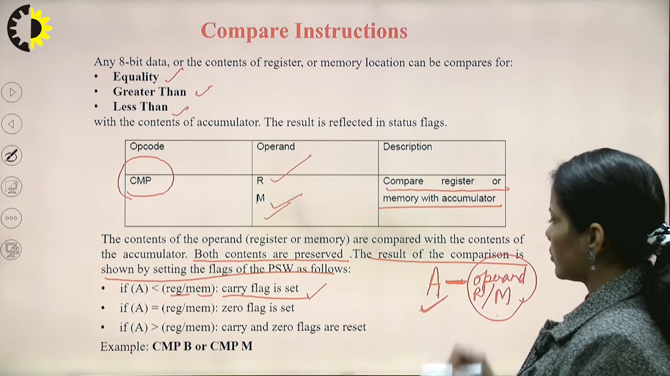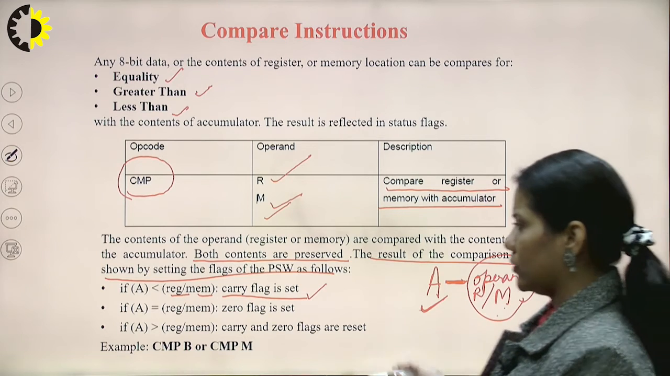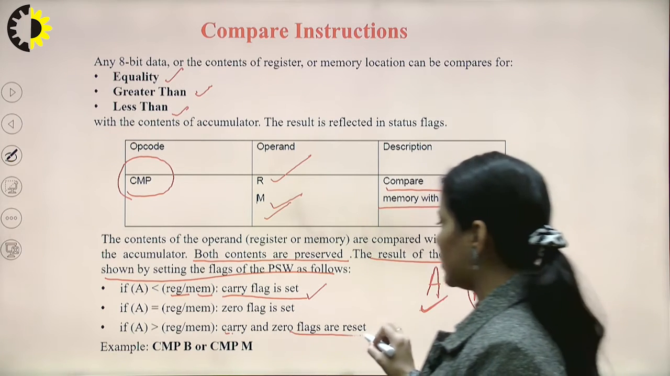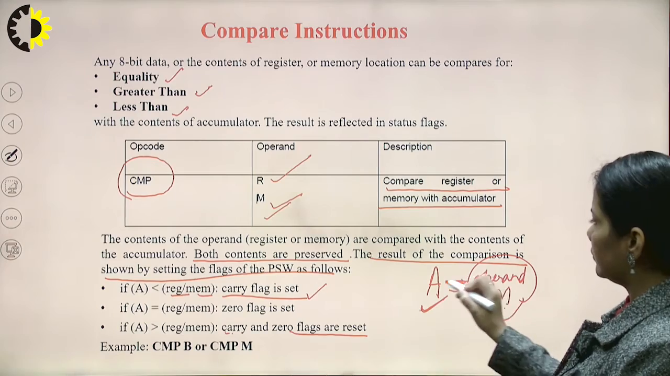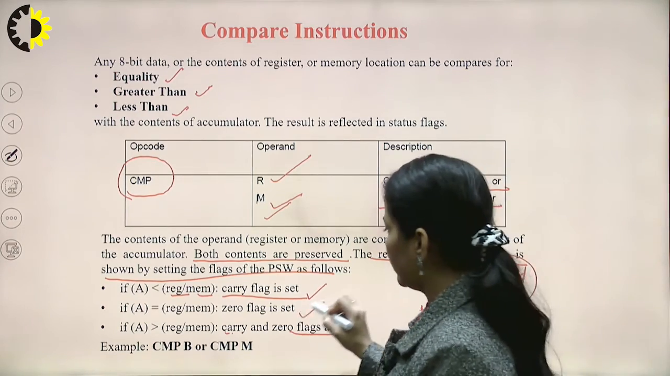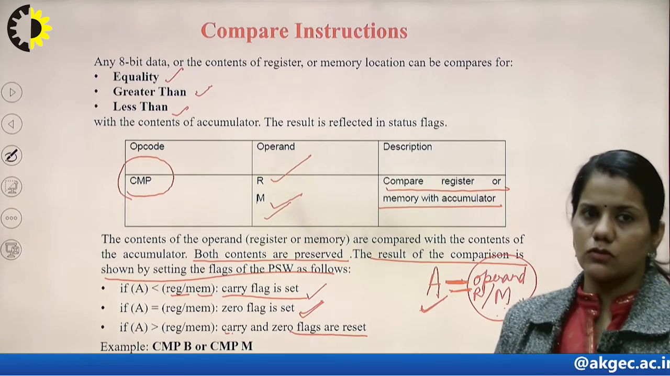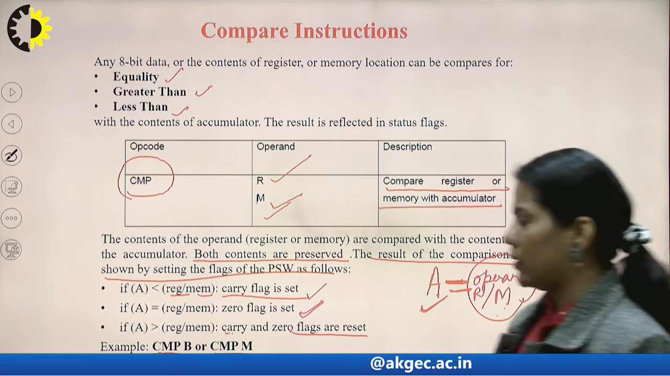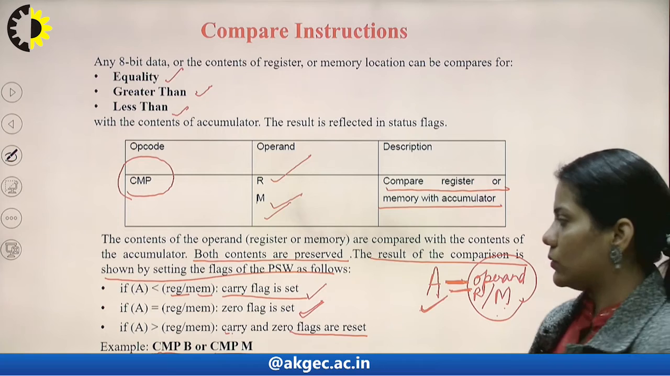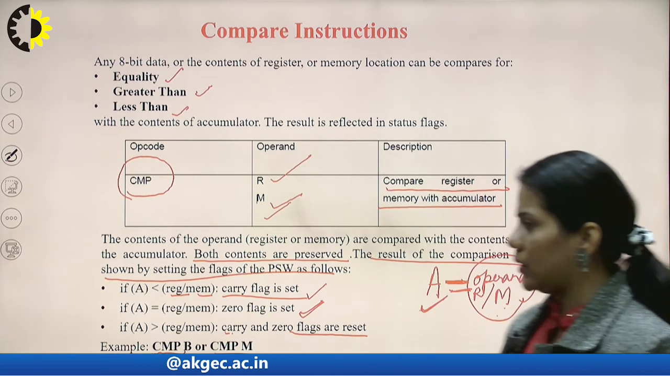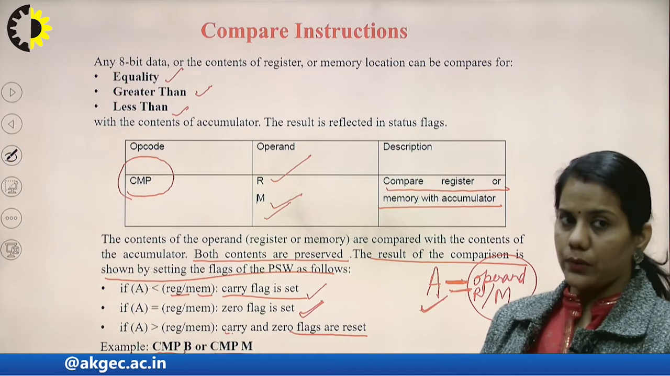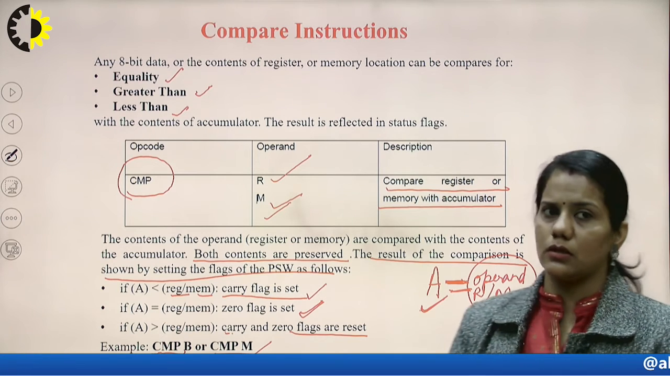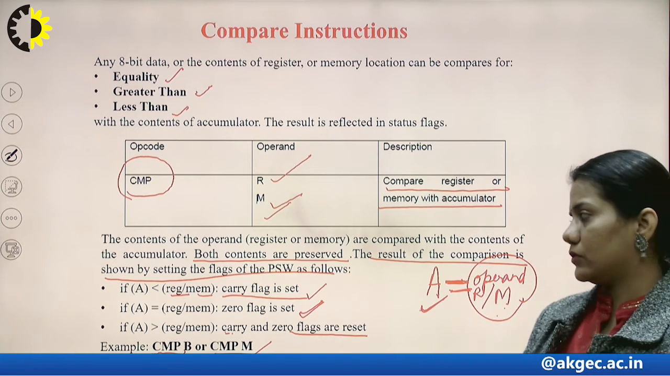If the contents of accumulator are greater than the operand, the carry and the zero flags are reset. And if they are equal, then the zero flag will be set. This is how the comparison is performed. Example is CMP B or CMP M. According to the first instruction, the contents of register B are compared with the contents of accumulator. According to the second, contents of the memory location are compared with the contents of accumulator.